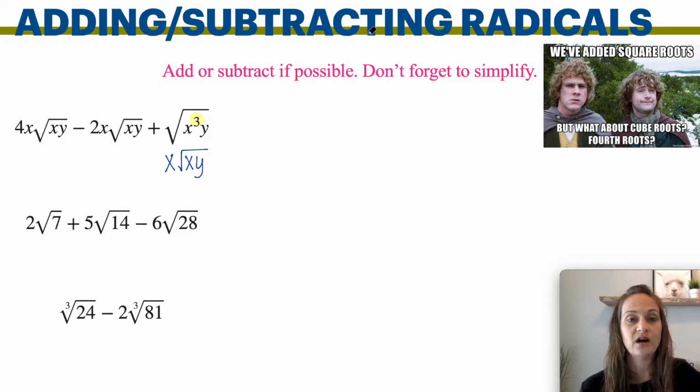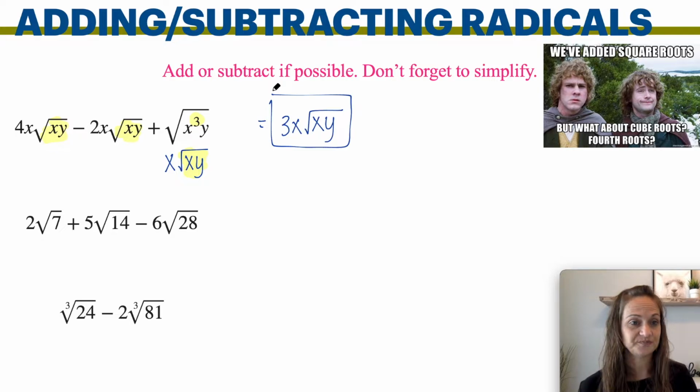So now we all have the same radicand underneath the square root, so we can combine: 4x minus 2x is 2x, plus another x, so you will get 3x of the square root of xy as your final answer.